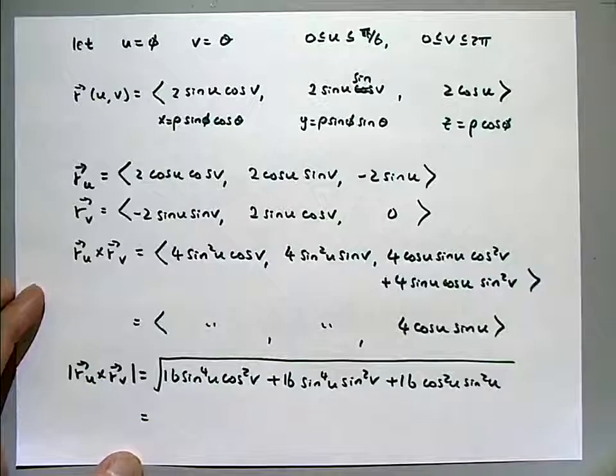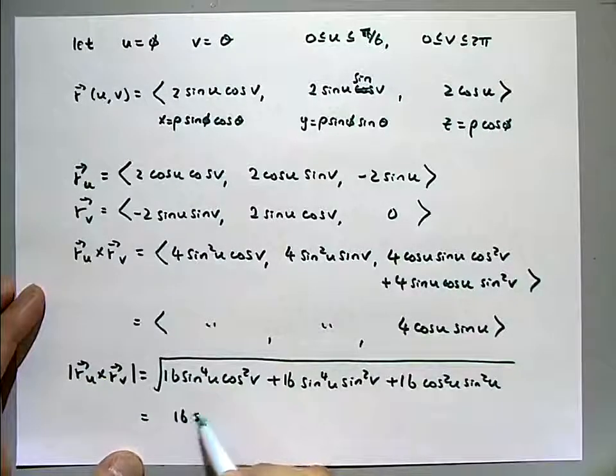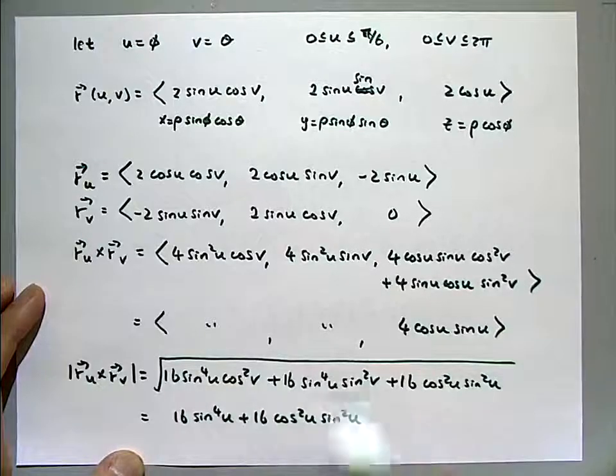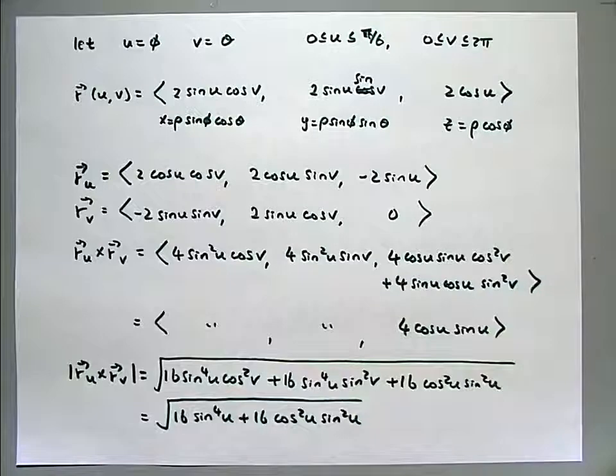Still looks bad, but it gets nice. 16 sine 4th u plus 16 cosine square u sine squared u. What else can we do here? We're going to have to eventually integrate this thing. So let's find all the ways we can simplify this.